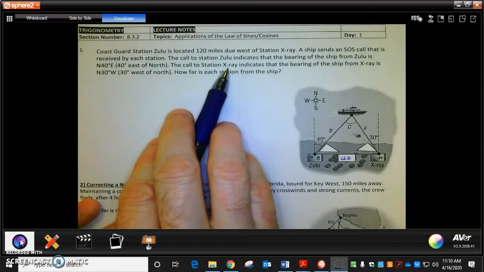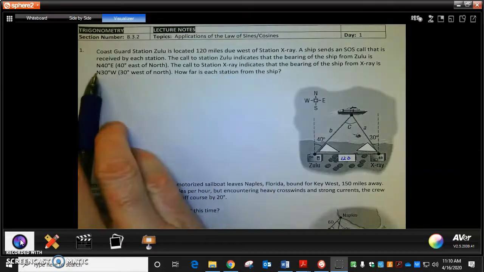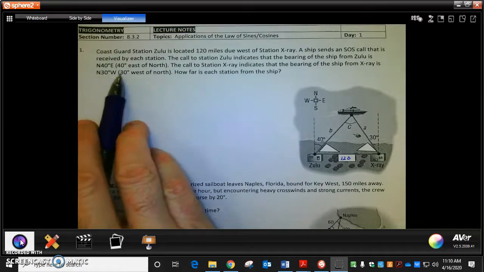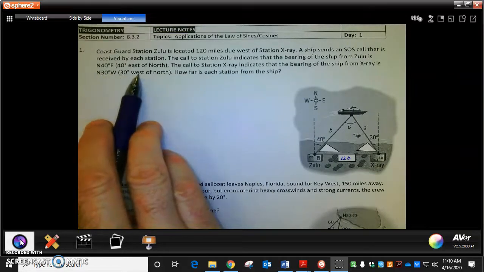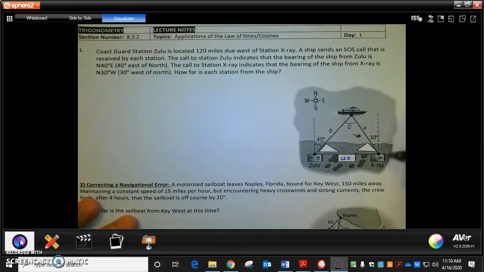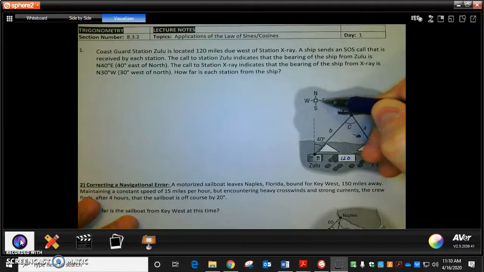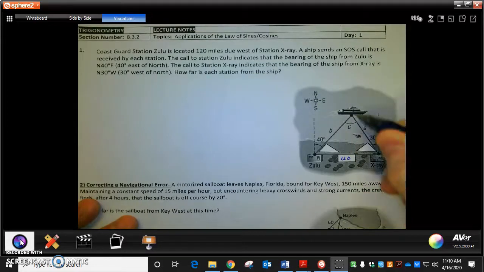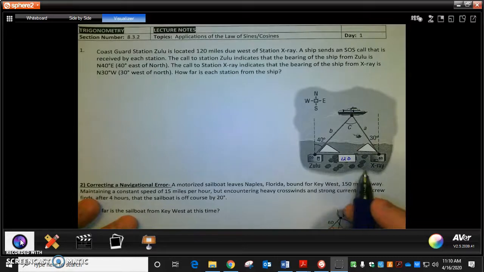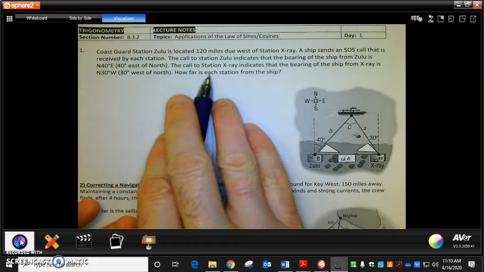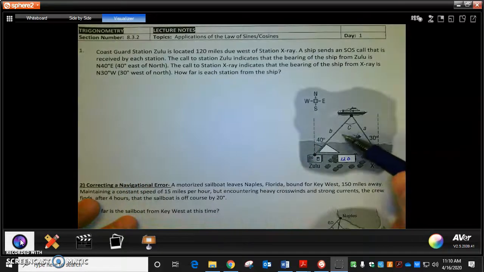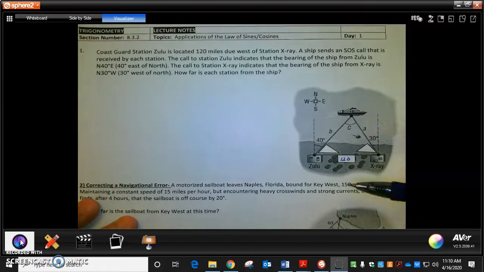Station X-ray indicates they're getting the signal from north 30 west. So that's 30 degrees west of north. Face north and then rotate 30 degrees towards the west. That's the direction they're getting it from. So here's what we've got. What we're trying to figure out is how far each station is from the ship, and whichever station is closer is the one that's going to send help. They have a helicopter and they can send it out there.